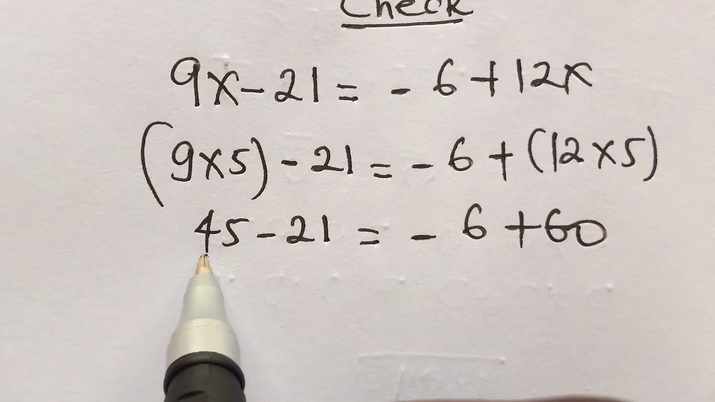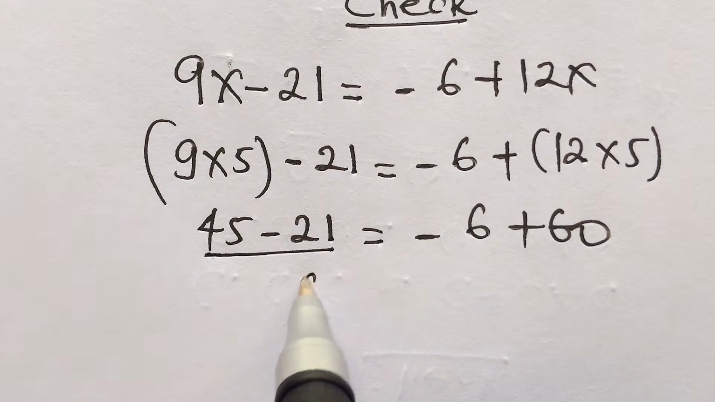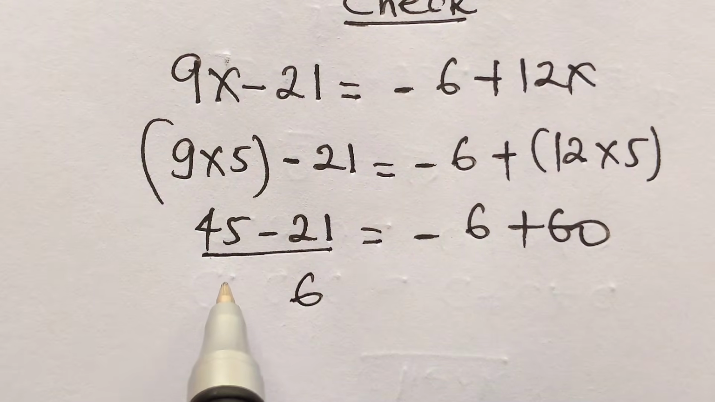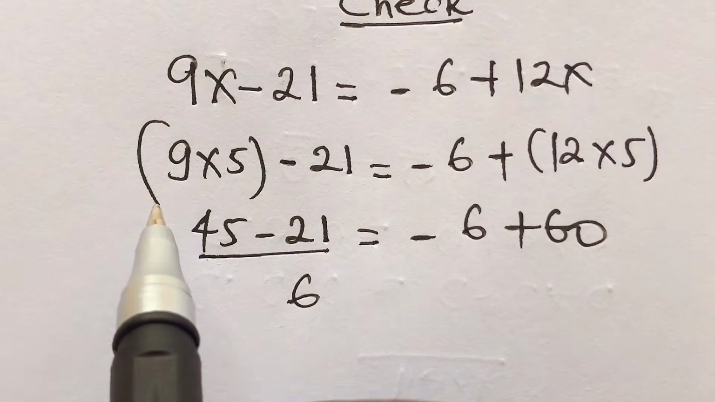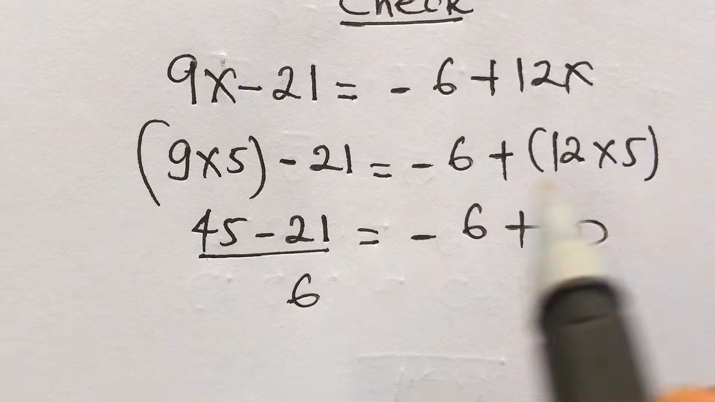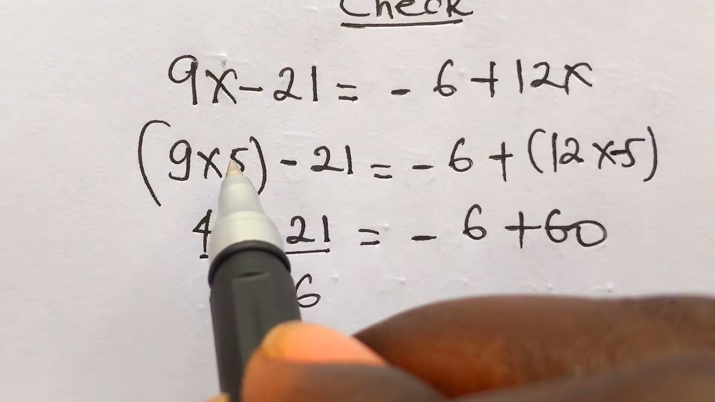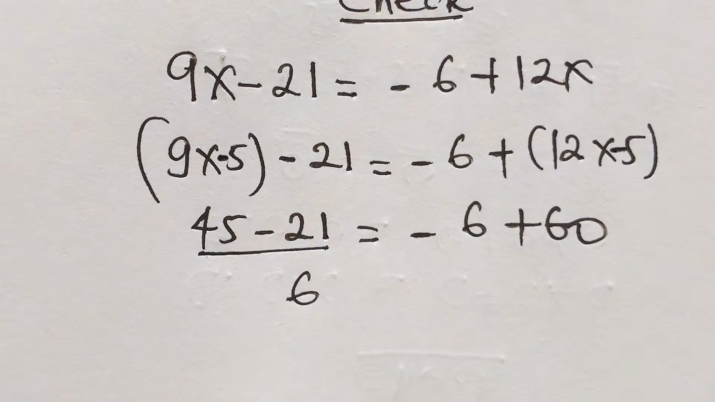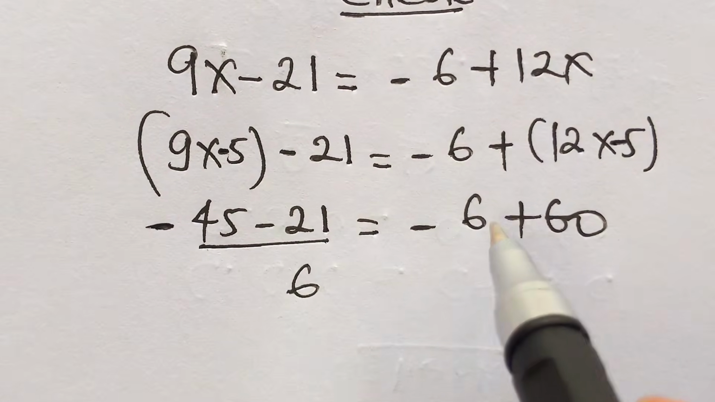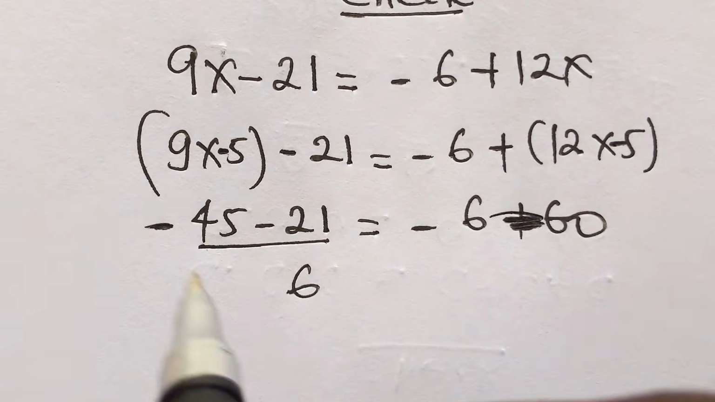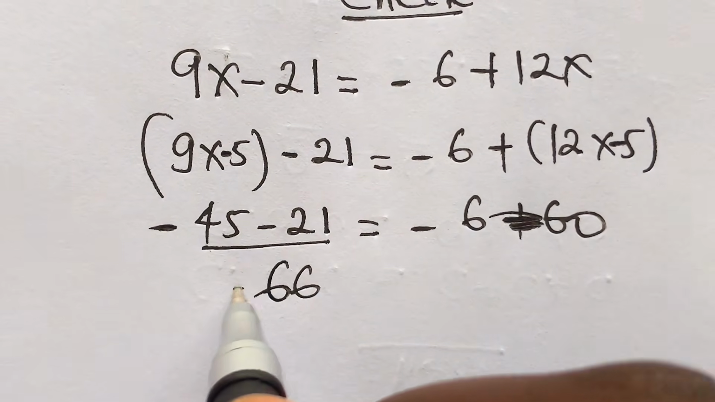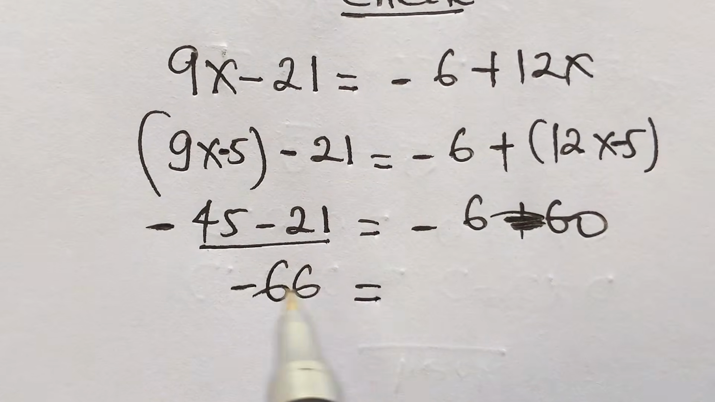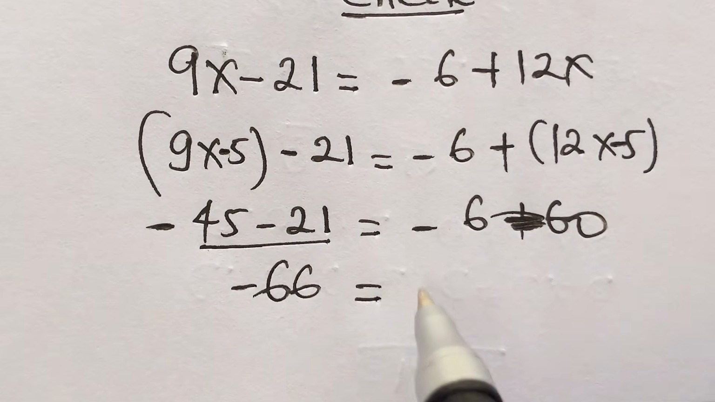Then this will be 6 here, and remember that you have negative 5, and here I have negative 5. That's why I have negative 5 here and negative 5 there. This is negative 66, which is equal to negative 66.